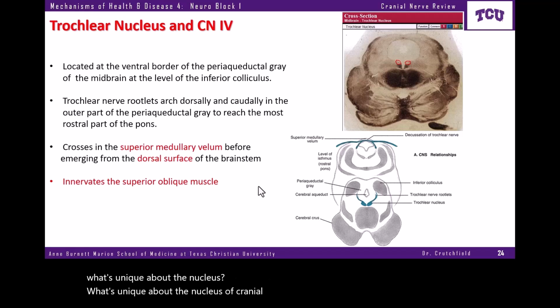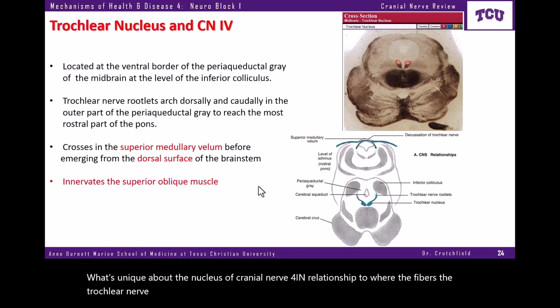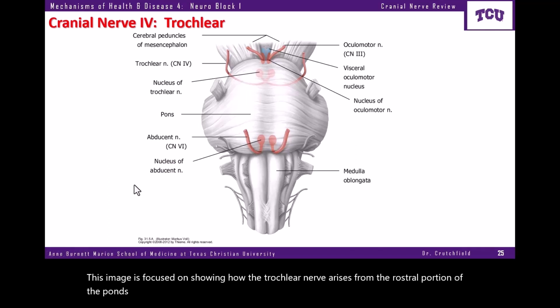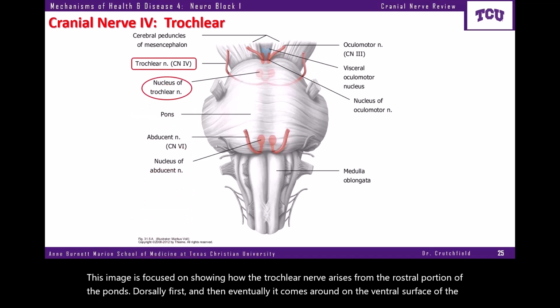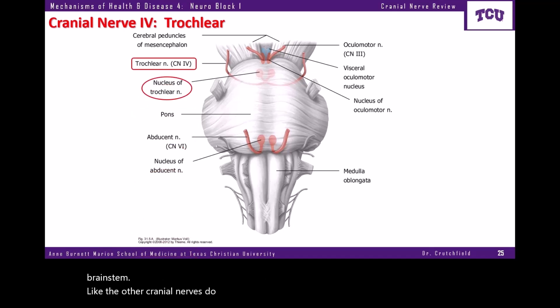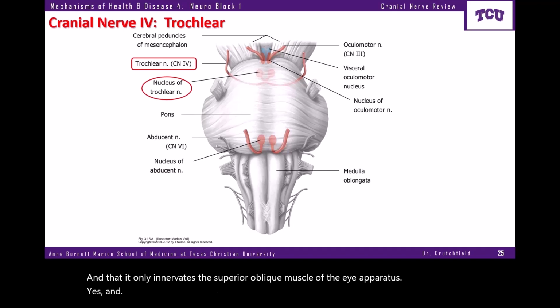4 in relationship to where the fibers of the trochlear nerve exit the brainstem? This image is focused on showing how the trochlear nerve arises from the rostral portion of the pons, dorsally first, and then eventually it comes around on the ventral surface of the brainstem, like the other cranial nerves do. This is what makes cranial nerve 4 special. Oh yes, and the nuclei cross.